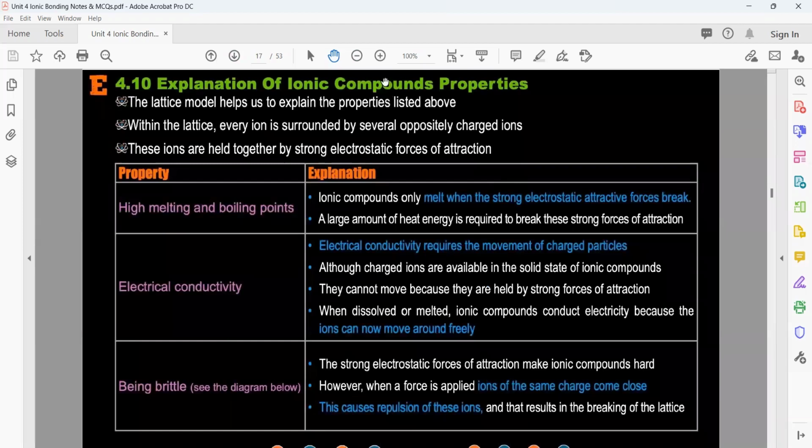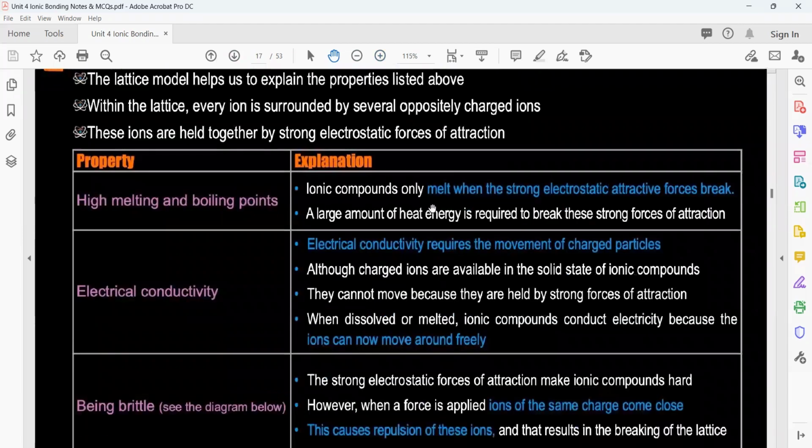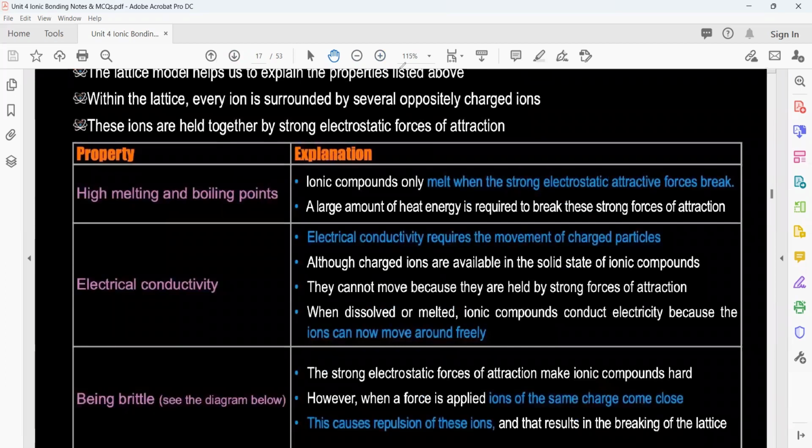Now here they explain why. If it has a high melting point and boiling point, what is the reason? So you will see here. In the exam, sometimes they can ask, okay, ionic compounds have high melting and boiling points, and they will ask why. Ionic compounds only melt when the strong electrostatic attraction forces are broken. So a large amount of heat energy is required to break these electrostatic forces. For example, you have sodium and you have chlorine when they make bonding. If you want to break the bonding, you have to give a lot of energy.